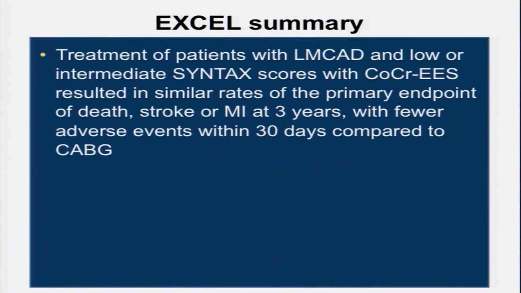In conclusion of EXCEL, we would say that treatment of patients with left main coronary artery disease and low or intermediate SYNTAX score, less than 32, with the Xience stent, results in similar rates of the primary endpoint of death, stroke, MI at 3 years, with fewer adverse events within the 30 days compared to CABG. And those adverse events are infections and atrial fibrillation and so on and so forth, the rehospitalizations.